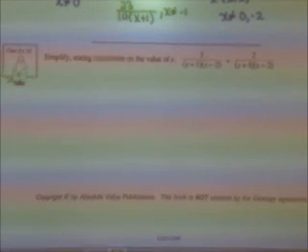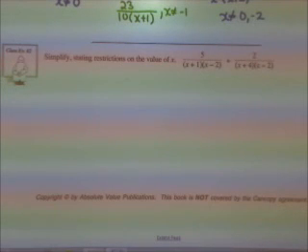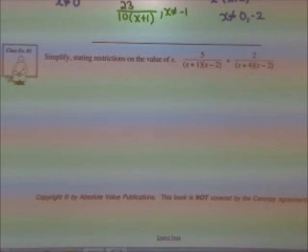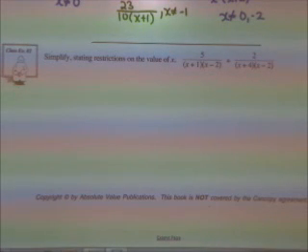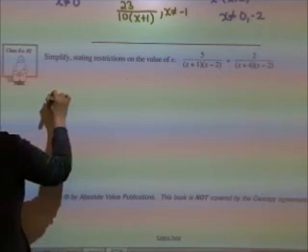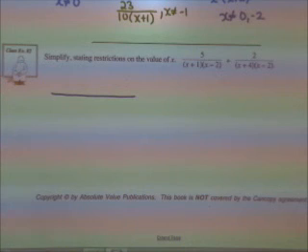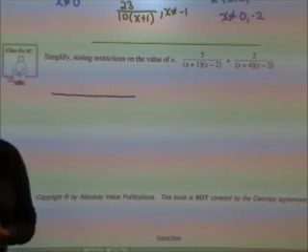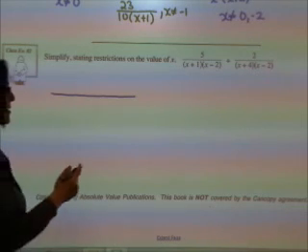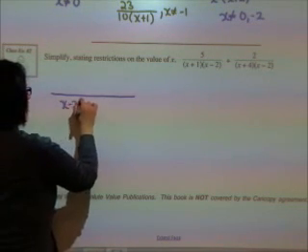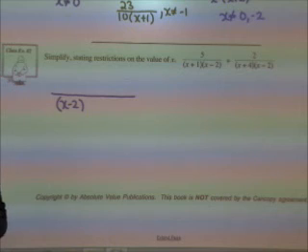So if we look at class example number 2, I have 5 over x plus 1 times x minus 2 plus 2 over x plus 1 times x minus 2. So when I go to determine my common denominator, what would be in my common denominator? X minus 2. X minus 2 is there because that's the common one. What else would I need?